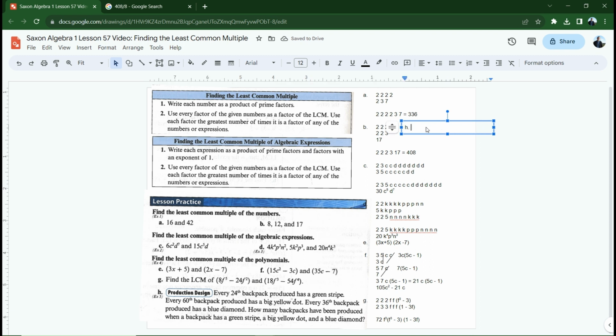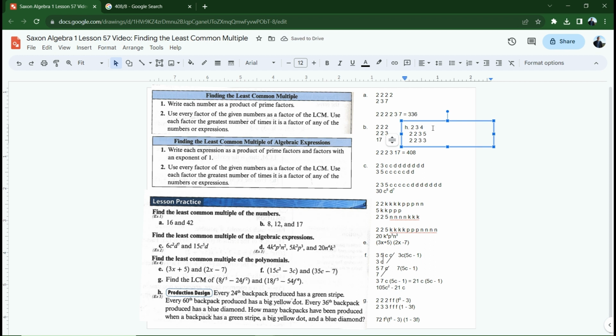I lied. This is not the hardest problem. We're going to do 24 first, which breaks down to 2 times 12. 12 breaks down to 3 times 4. Next, 60 breaks down to 2 times 30. 30 breaks down to 2 times 15. 15 breaks down to 3 times 5. And then last we have 36, which breaks down to 2 times 18. 18 breaks down to 2 times 9. 9 is 3 times 3.